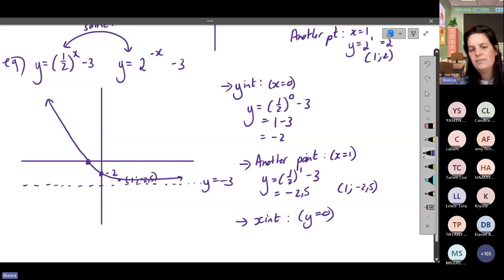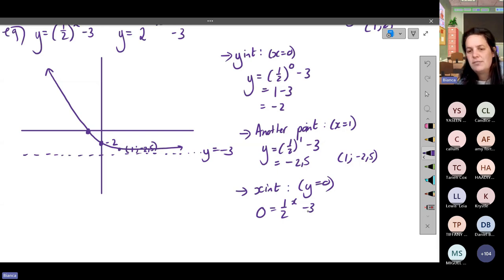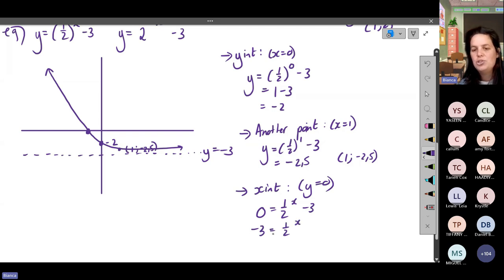You make y equals 0. Okay, so here's your equation: 0 equals a half to the power of x minus 3. Here we have an exponential equation, an exponential function. So this negative 3, I'm going to do the inverse operation over there. It's plus 3, sorry.